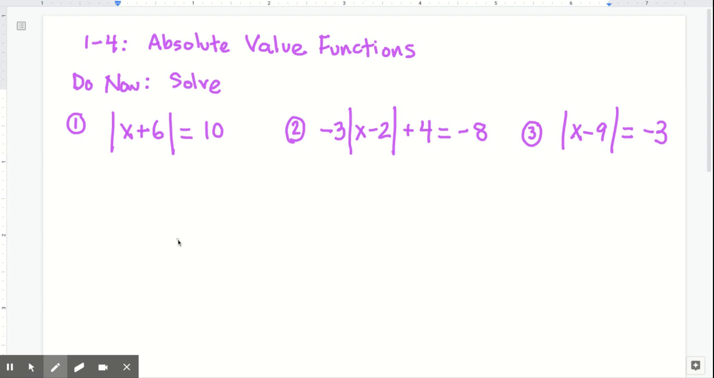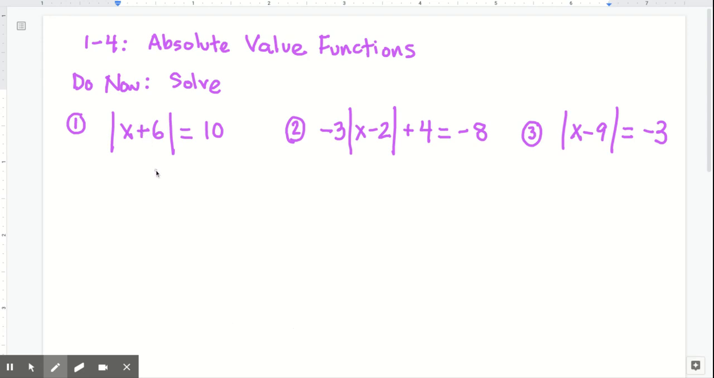All right, so today we are in lesson 1-4 and we are learning all about absolute value functions. Absolute values, as you should recall, are these guys right here with the vertical bars. What an absolute value does is it takes whatever quantity is on the inside and spits out a positive number.